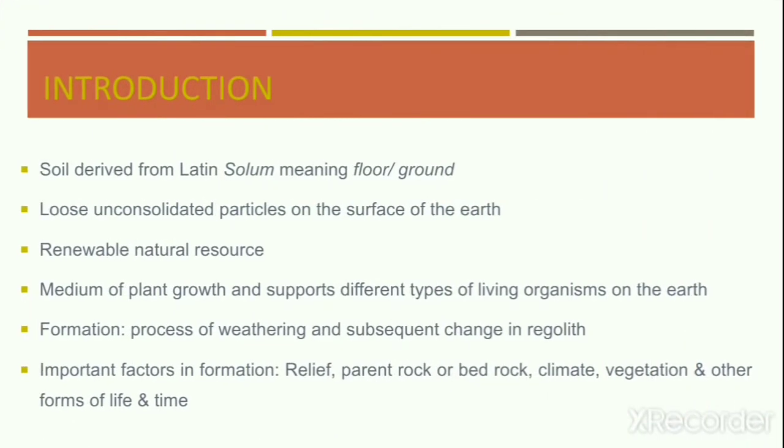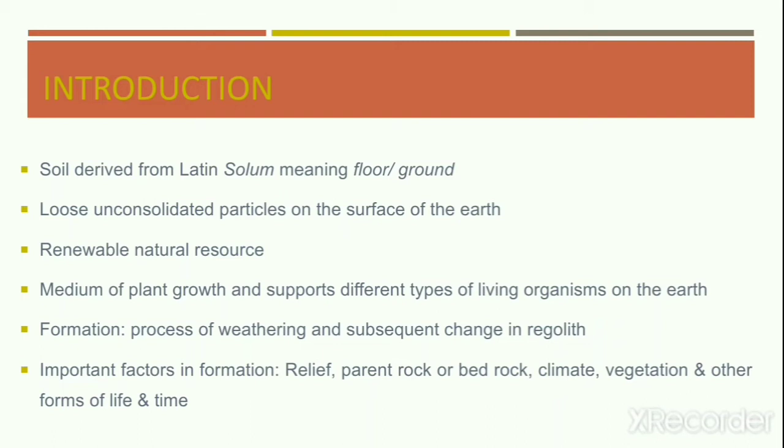The word soil has been derived from the Latin word solum, which means the floor or the ground. In general, soil refers to loose unconsolidated particles on the surface of the earth. It is the most important renewable natural resource and a medium of plant growth and supports all the different types of organisms on earth. It takes millions of years for the soil to form up a few centimeters in depth.